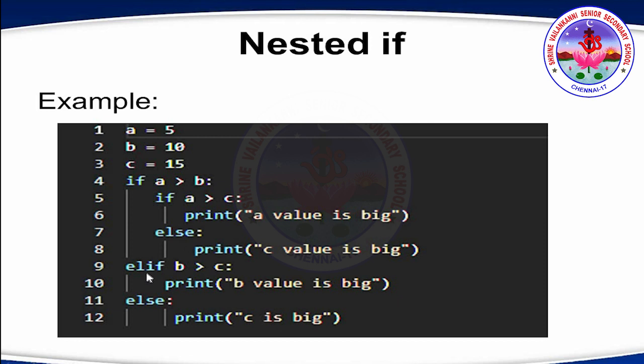Elif, so this elif comes as the else part of the first if. Elif B greater than C, then B value is big. Else print C is big, because here we are comparing C with only A. So if C is again greater than B, then B should be the bigger value. That's why they are putting the condition like this. So I'm giving you time, go through the code once.